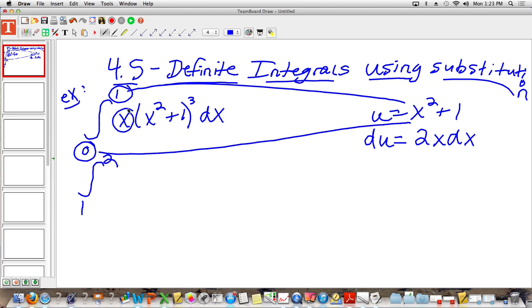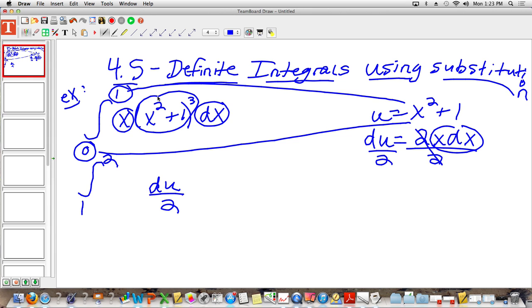We have an x and a dx. Well, over here, we have an x and a dx also, but there's a 2 in front, so what do we do? Divide by 2. So I divide this side by 2, I divide this side by 2. So x dx is really what? du divided by 2. What about x squared plus 1 to the third power? This part right here, we're going to do a rewrite so that it is u cubed.